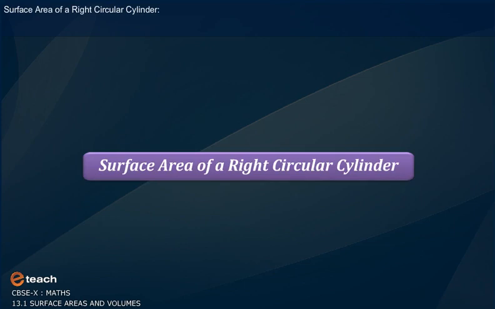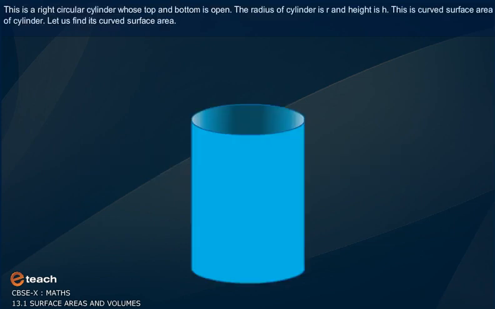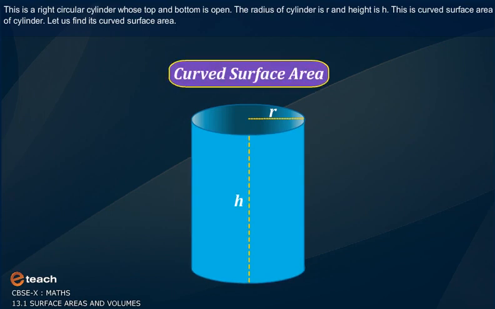Surface area of a right circular cylinder. This is a right circular cylinder whose top and bottom are open. The radius of the cylinder is R and height is H. This is the curved surface area of the cylinder. Let us find its curved surface area.